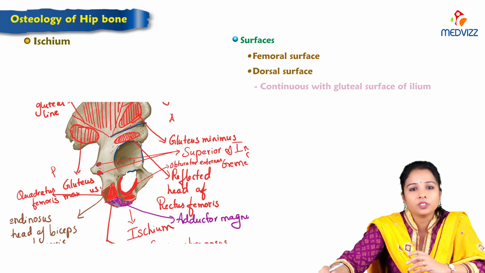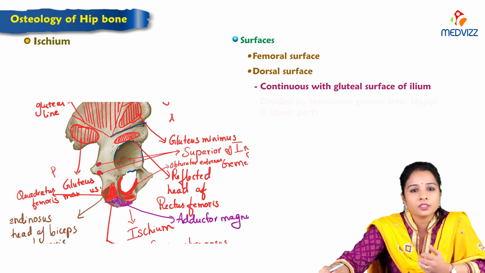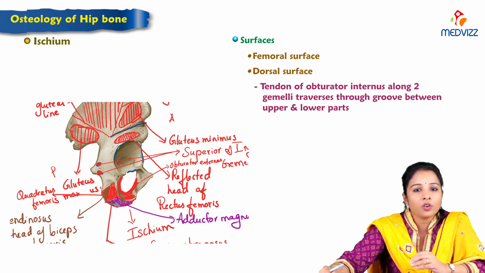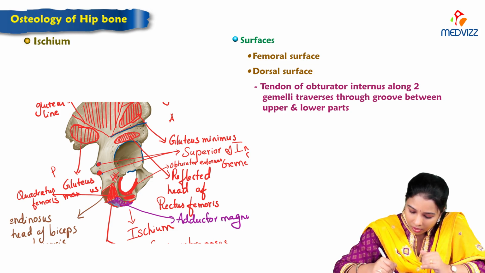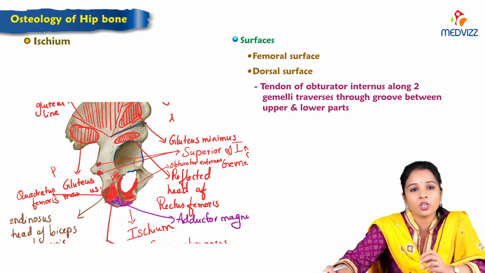The dorsal surface is continuous with the gluteal surface of the ilium, that is the upper surface, and it is divided by a transverse groove into upper and lower parts. The tendon of obturator internus along with the two gemelli, that is superior and inferior gemellus, traverses through this groove between the upper and lower borders. So here is the groove, where the three structures form a tricipital tendon which runs along the groove.